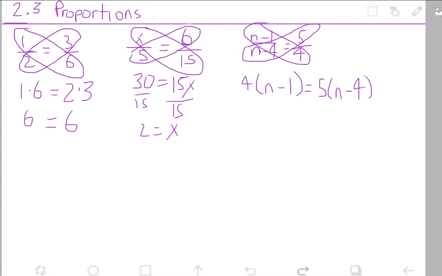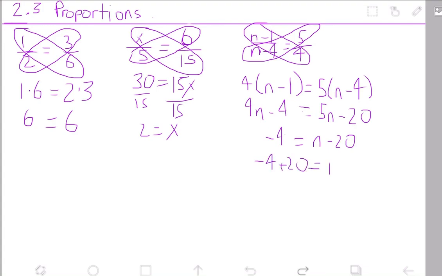And then using the distributive property, we get 4n minus 4 equals 5n minus 20. And then we just solve this equation. And we would get negative 4 is equal to n minus 20. And then we can do negative 4 plus 20 equals n, and we get n equals 16.